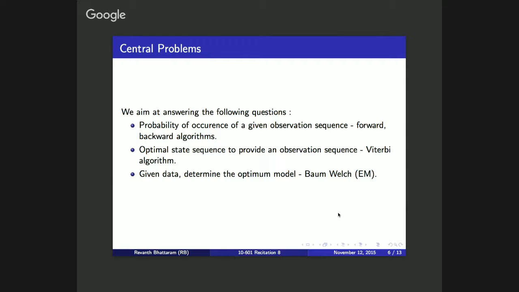An algorithm to do that is the Baum-Welch algorithm, which runs with the expectation maximization principle, which was talked about a couple of lectures ago, I think, where you would start off with an initial model and perform the expectation step and the maximization step, which we'll get to in later slides. So first off, let's look at solving the first problem: the probability of occurrence of a given observation sequence.